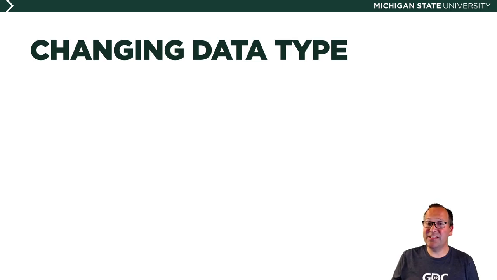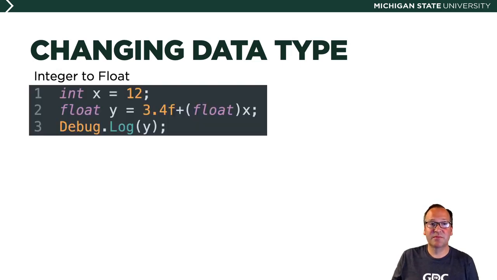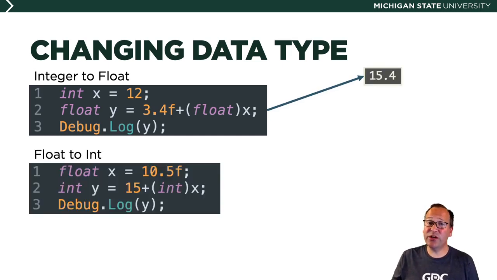You also sometimes need to change between number types. So if you have an integer that you want to add to a float, you need to cast the integer to a float, as shown here. The result of this would be 15.4 outputted to the console. And if you want to go the other direction, that is, you want to convert a float to an integer, you need to cast the float to an integer, as shown here. The result of this would be 25 outputted to the console, since casting the float to an integer will effectively drop the decimal place.